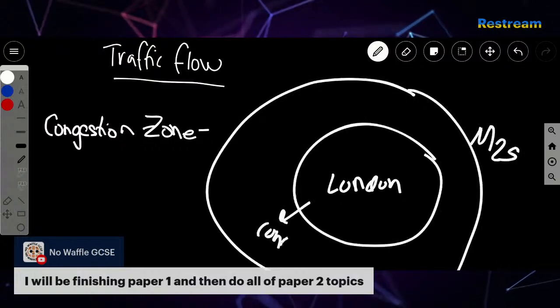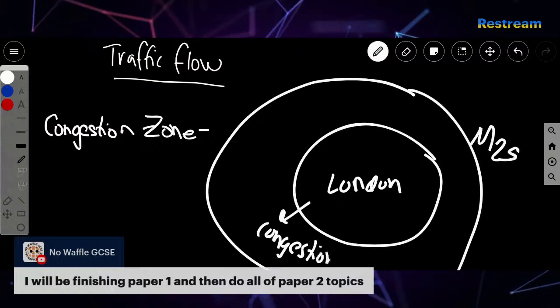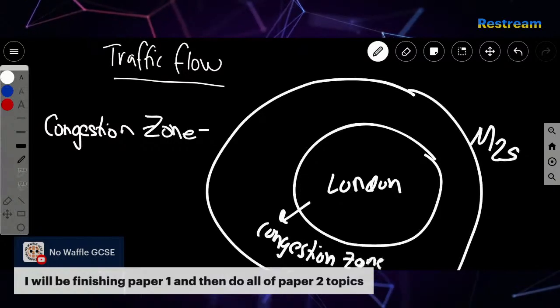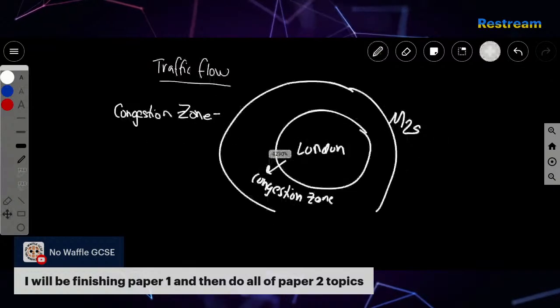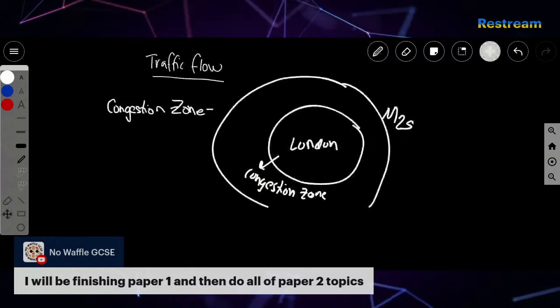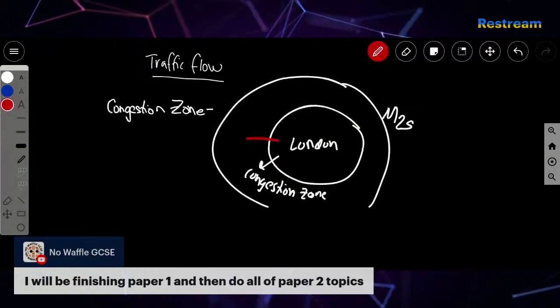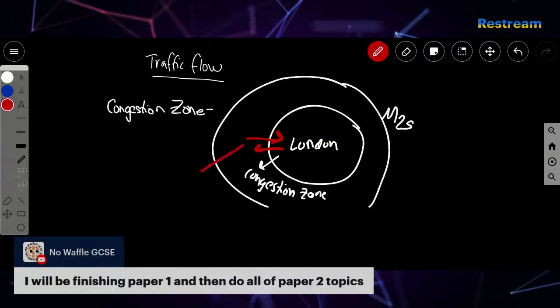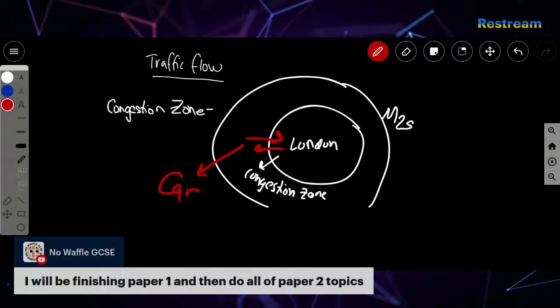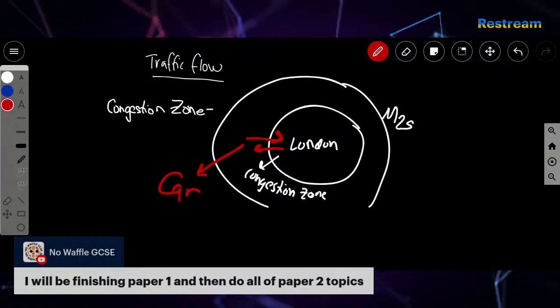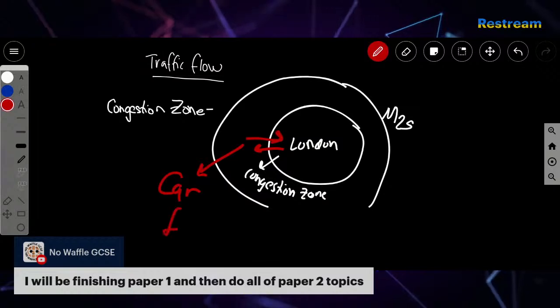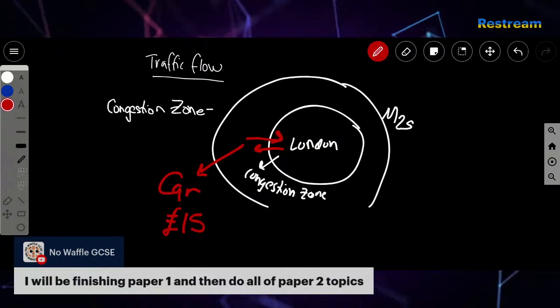And within the zone, this means that if you were in a car and you wanted to get into central London, you would have to pay a fee to get in and out of London because you're using a car and not public transport. Now, this congestion zone is, I think, approximately £15 every time you go. But this really does add up.